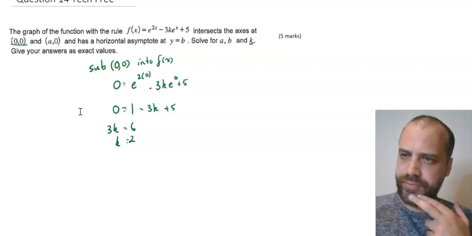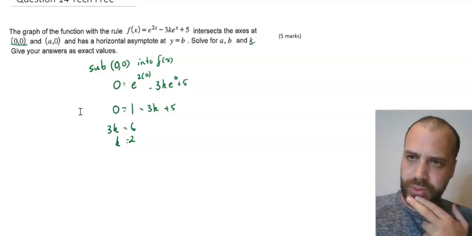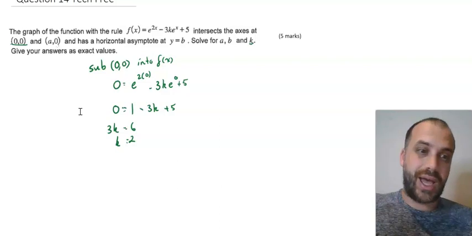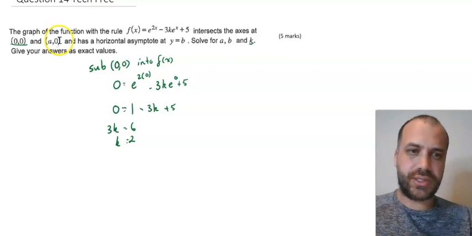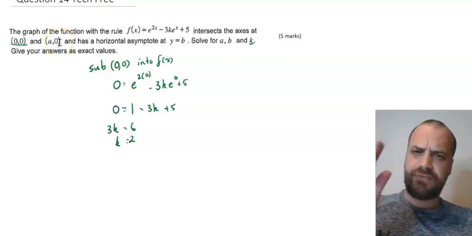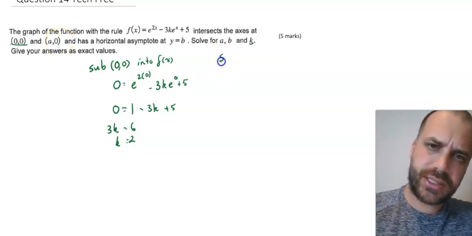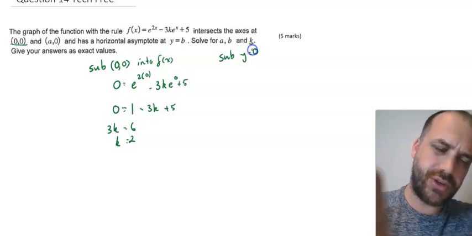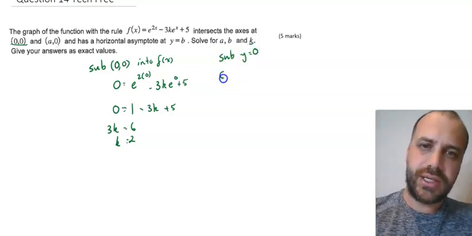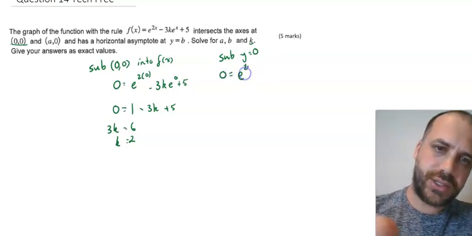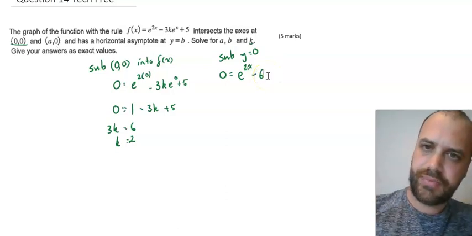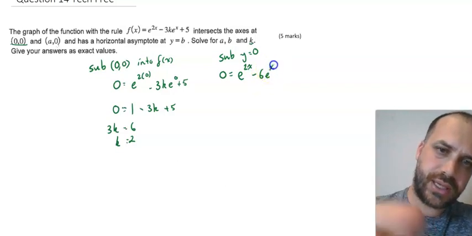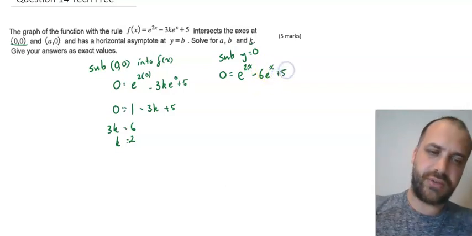Look at a here, right? So we're told that when y equals 0, x equals a. And we need to know what that is. So let's sub in y equals 0 and start solving. It feels a little bit weird though. So sub y equals 0, or I guess f of x equals 0, same deal. So 0 equals e to the 2x minus 3k, and k is 2, so we know that, minus 6 e to the x plus 5.